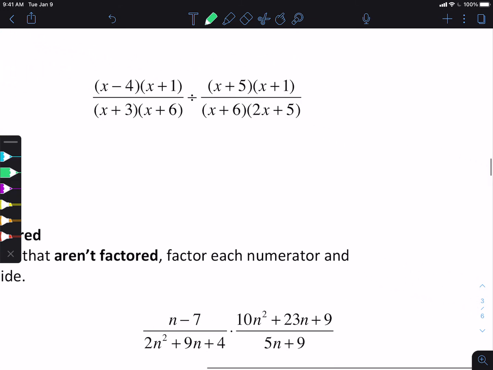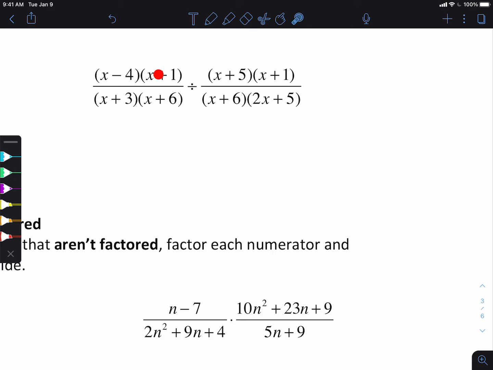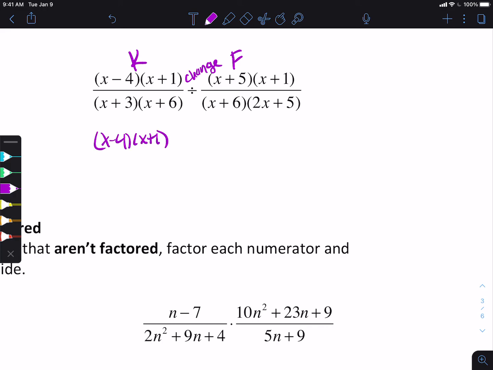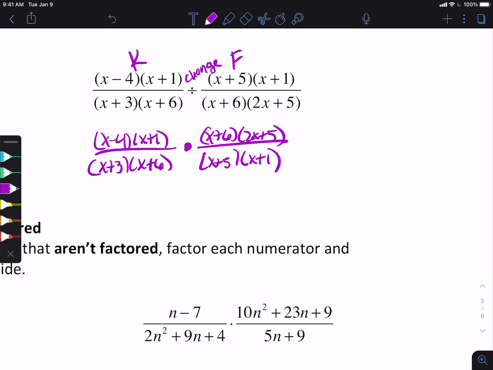Okay. If we look at this next one, we've got one fraction here, and they're being divided. So I'm going to keep the first one, I'm going to flip this one, and then I'm going to change the sign. Okay. So in order to do this, it's annoying to rewrite the entire problem, right? It would be annoying to write x minus 4 times x plus 1 all over x plus 3 times x plus 6, and then rewrite the flipped one, so x plus 6 times 2x plus 5 all over x plus 5 times x plus 1, and then make sure we change that from a divide to multiply, right? We can all see that's annoying.